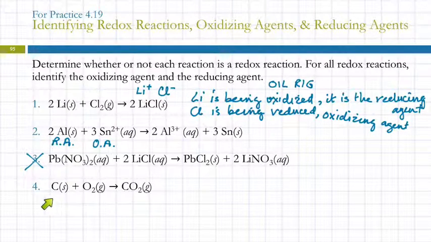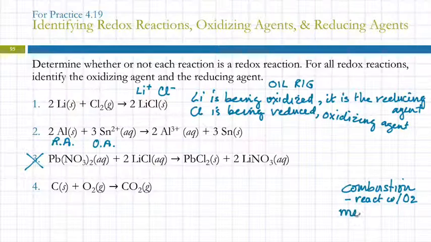Let's look at this one. We have carbon and oxygen forming carbon dioxide. There's no ionic compounds in there. There's no charges. Is that a redox reaction? Yes, it is. So combustion is redox. That's reaction with oxygen.